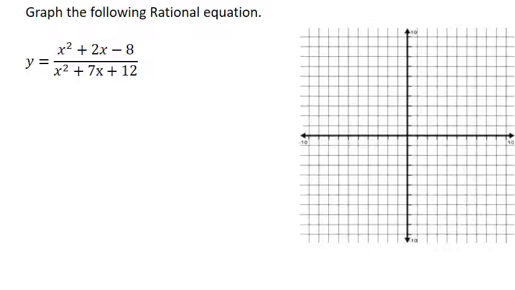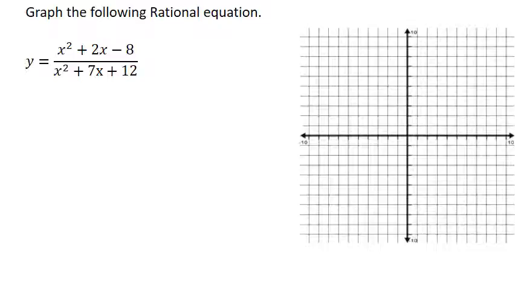Now we'll remember from previous lessons that a rational equation is an equation where you have one polynomial over another polynomial. In other words, a big giant fraction. So I've got x squared plus 2x minus 8 all over x squared plus 7x plus 12.